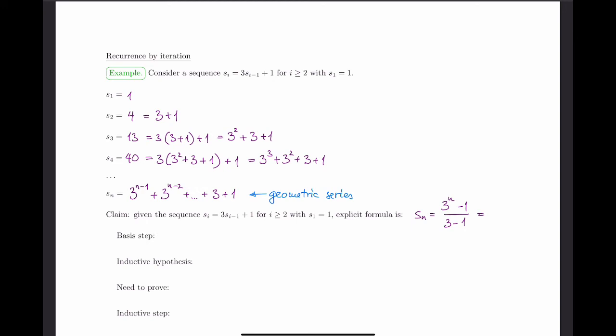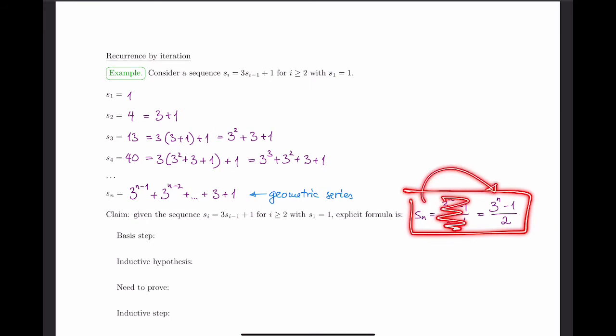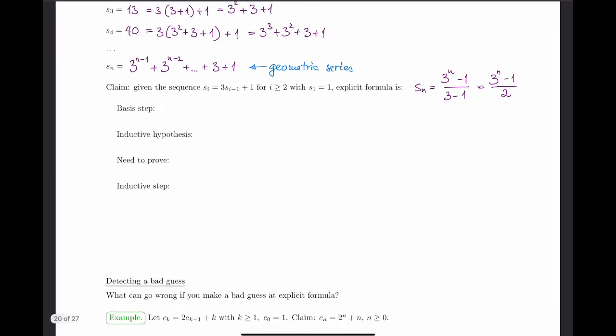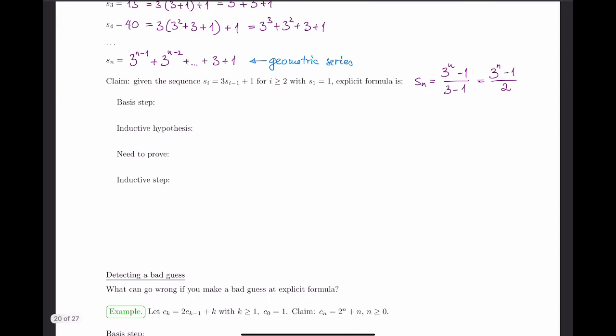Now, I can simplify this a little bit because my denominator is simply just 2. So I have 3 to the power n minus 1 divided by 2. Great. So this is now my actual guess. My guess is that this recurrence is solved by this explicit formula. S sub n is 3 to the power n minus 1 over 2. But that's just a guess. I need to prove it, and I'm going to do so the same way as previously, by induction.